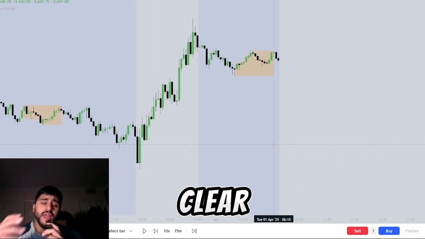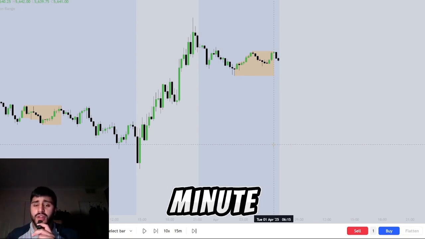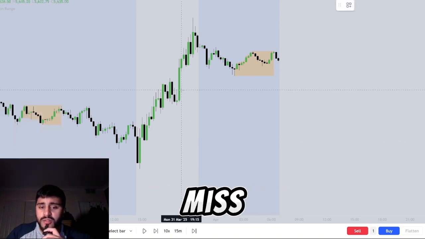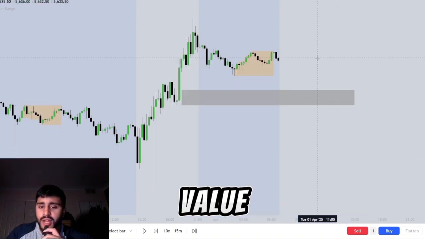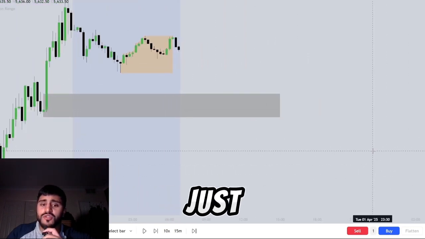To make things very clear, a key level or a point of interest is simply a 15-minute fair value gap. This is the most important thing to understand, and this is what most traders miss. So this is our 15-minute fair value gap over here. Once we have our 15-minute fair value gap, trading is just a waiting game.